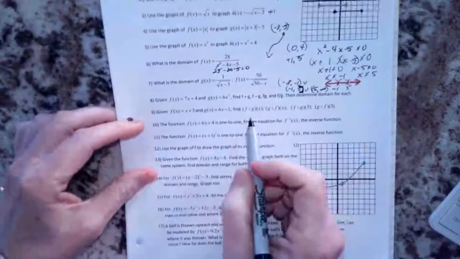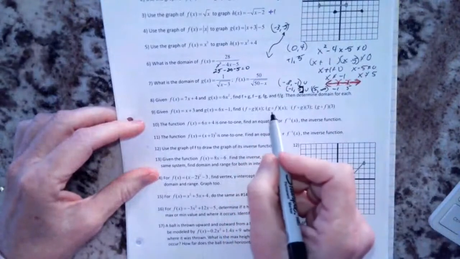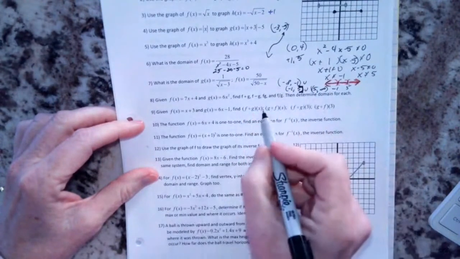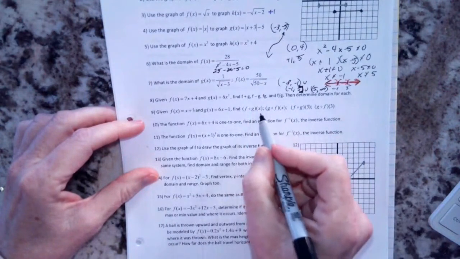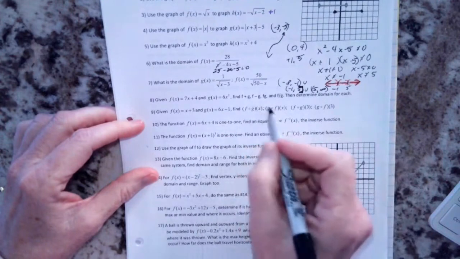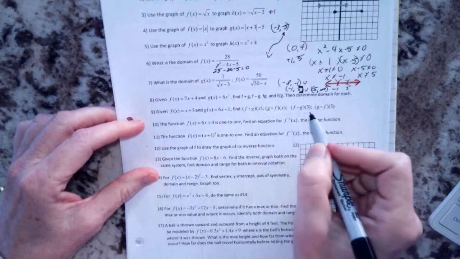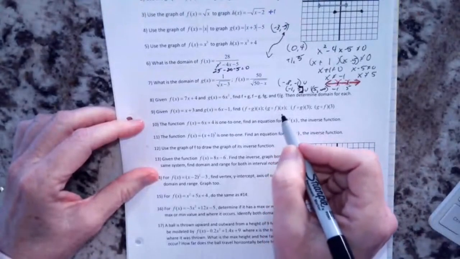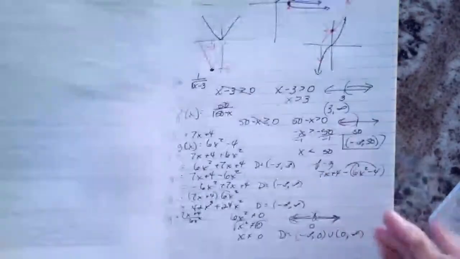Okay, number 9, f composed of g of x, g composed of f of x. These two are more difficult than when you've got a number. I don't care if you get these right, because your test will only have a number. I'm not going to ask you to do f of g of x or g of f of x. We're going to look at those though. So let me start a fresh page here.